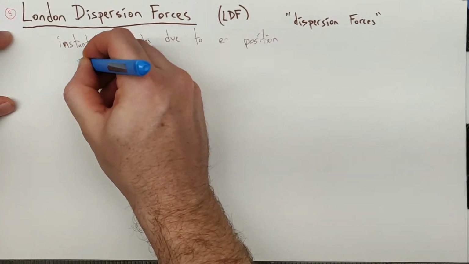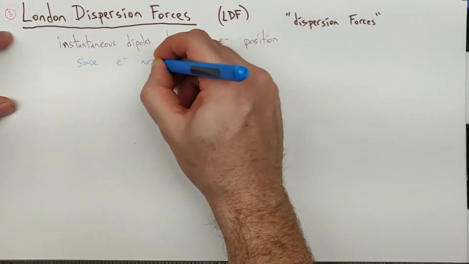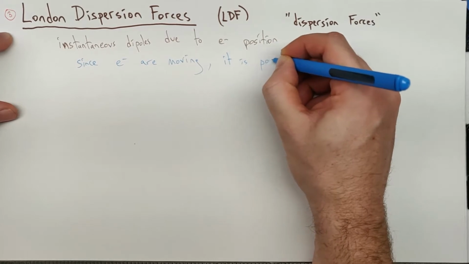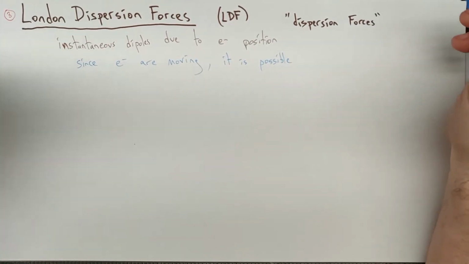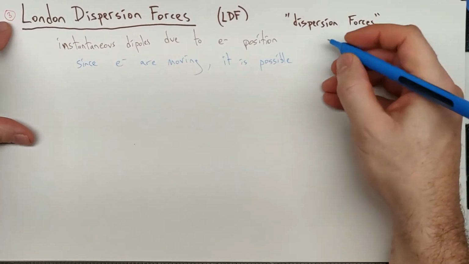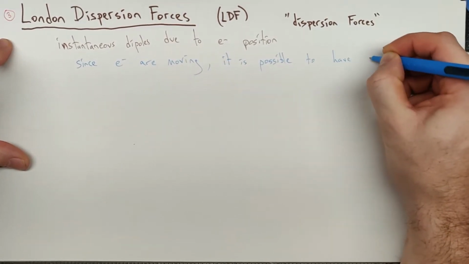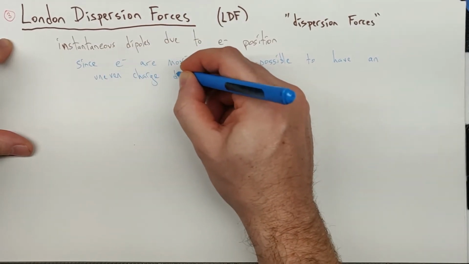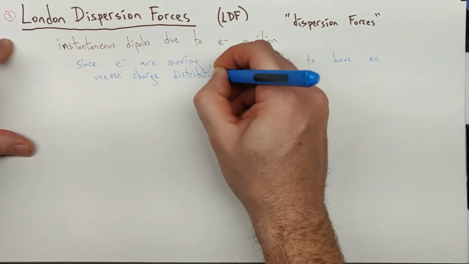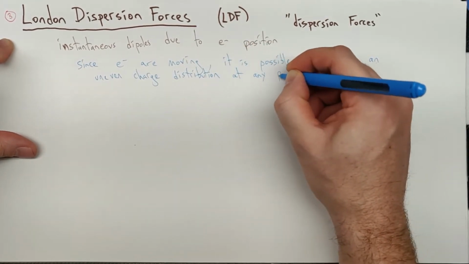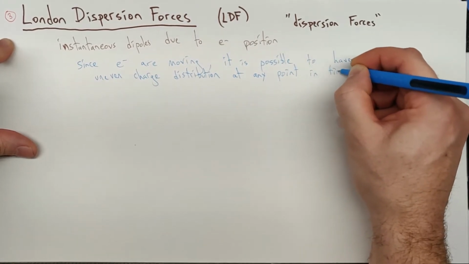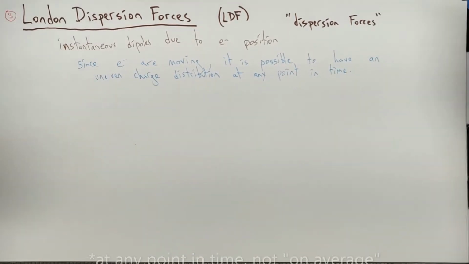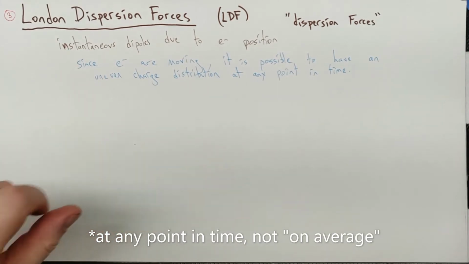So since electrons are moving, it's possible to have an unbalanced distribution or an uneven distribution at any point in time. All right. So even if you have something that we have labeled as nonpolar, the electrons are moving, and on average, they might be somewhere other than uniformly distributed.